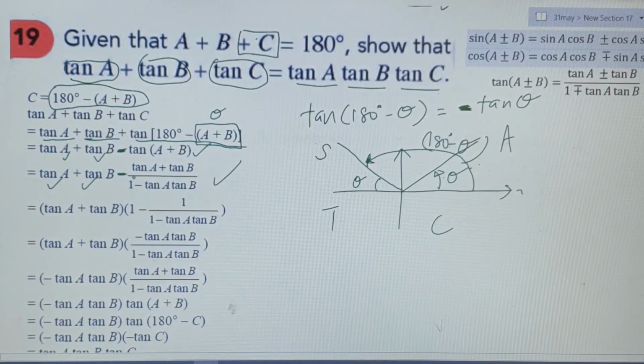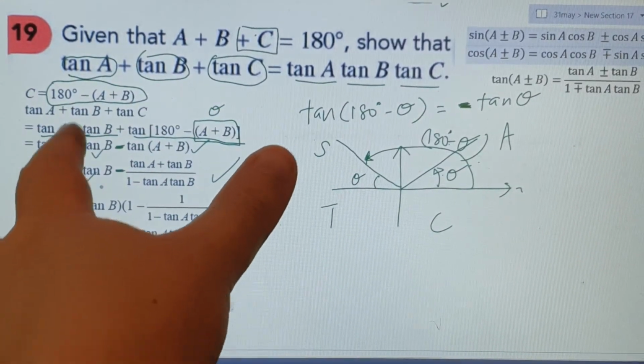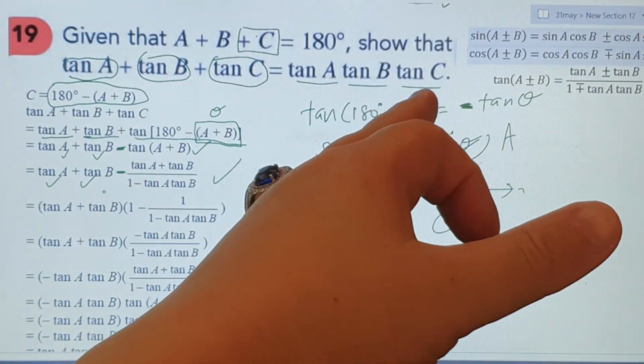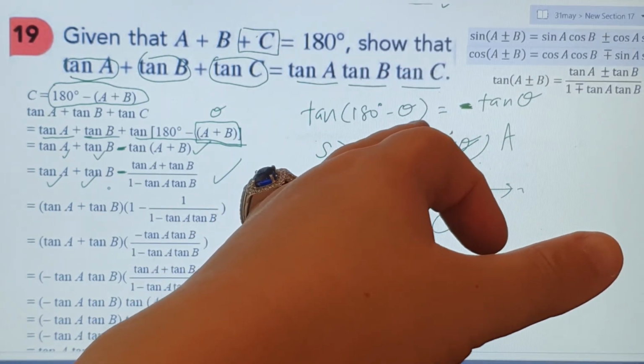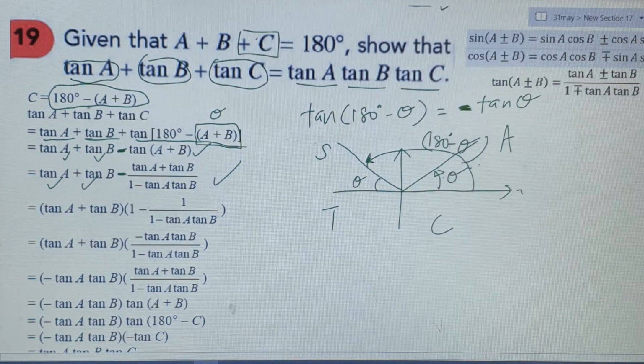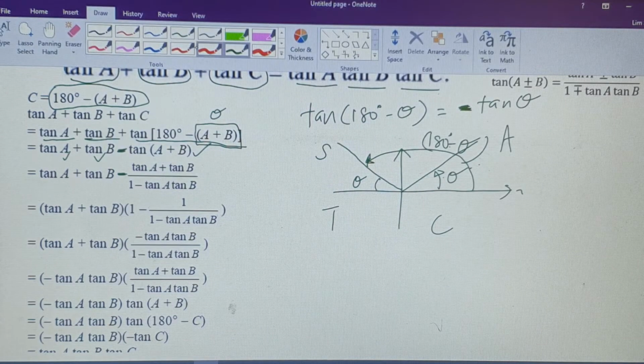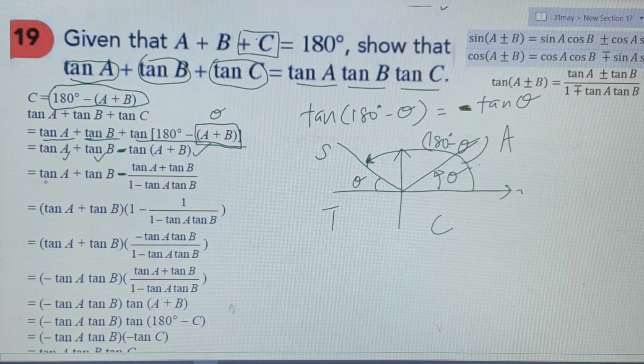Okay, then now you're thinking to yourself, so what? This is still plus something, but they want times something, tangent A times tangent B times tangent C. So what we do now is, I hope you can see. Can you see that this tangent A plus tangent B is found here? It's also found here. So if I were to take this out as a common factor, you must put bracket.